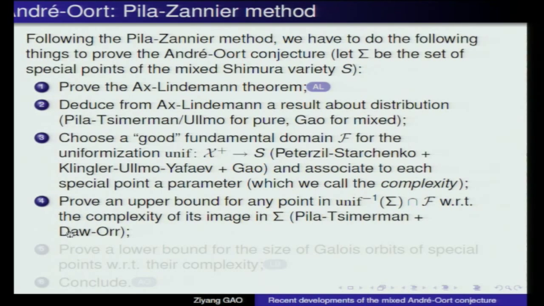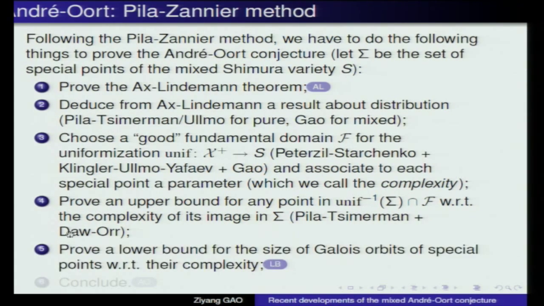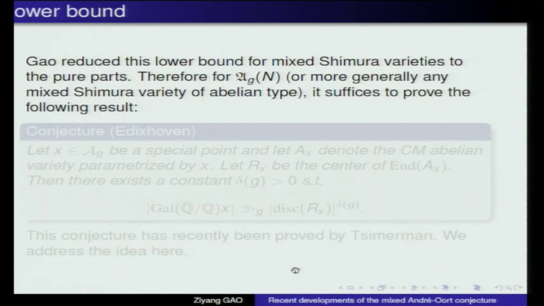The fourth step is the upper bound. This was proved by Pila and Tsimerman for the modular space case, and by André-Oort for general Shimura varieties, including exceptional type. The fifth step is the very new result, the lower bound of the size of Galois orbits of special points with respect to their complexity. This is the result which was proved three months ago.